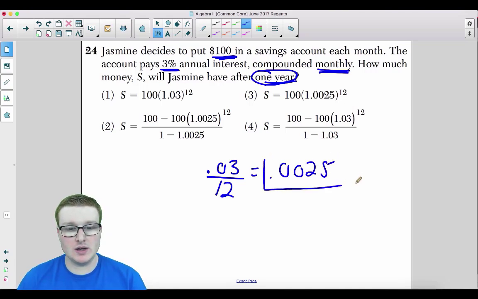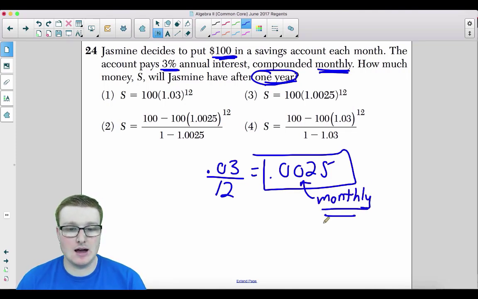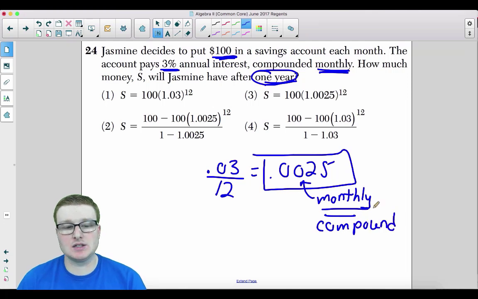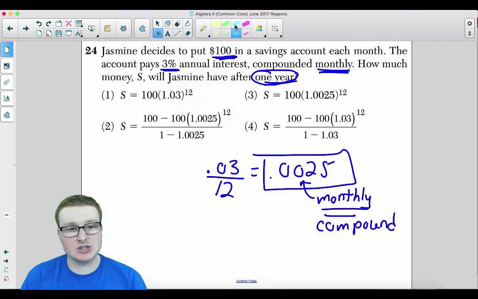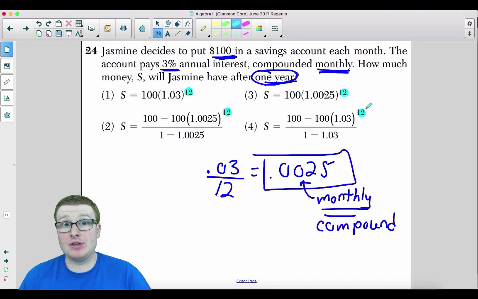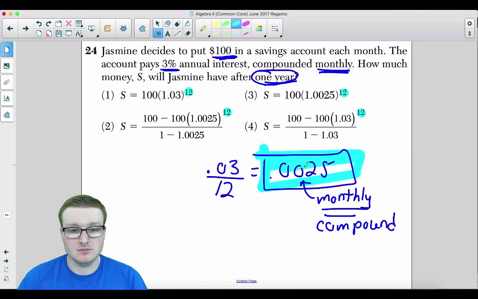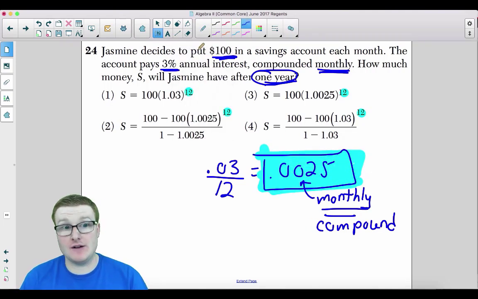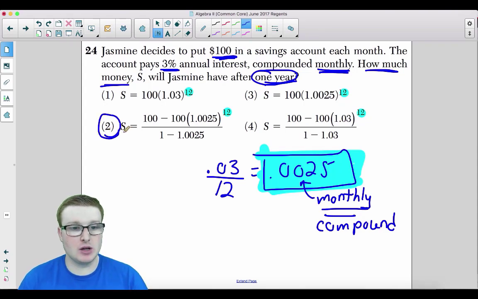So, ladies and gentlemen, this 0.0025 is the monthly compound. Okay, and the reason why I had to convert it is because, as you can see, all of these answers have 12s. 12, 12, 12, 12. And that means that these are in month terms. These are not in year terms, okay? So we had to convert that right there. So now you just plug it into the formula from your reference sheet, and she's trying to find how much money, so we're finding a summation formula. Your answer is going to be choice 2 if you plug in all that information, with the 100 as your initial amount, or your A sub 1, and this is going to be your monthly compounds.